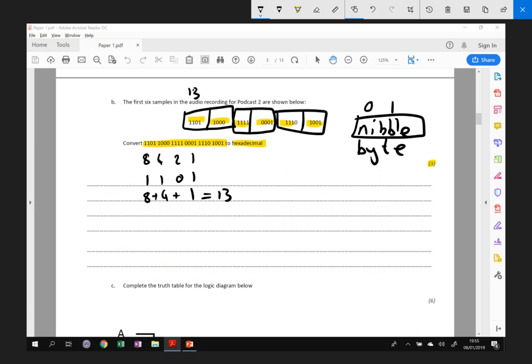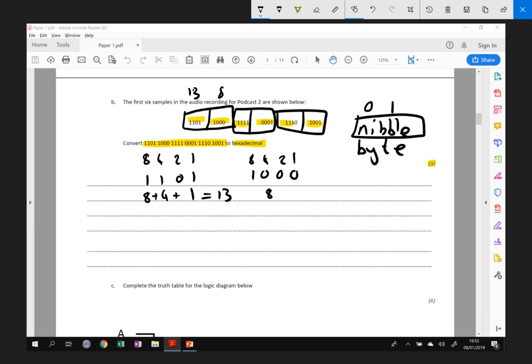Then we work on the next one. So 1, 0, 0, 0. You could do the same. So 1, 0, oops, sorry, written it the wrong way around. 1, 0, 0, 0, 1, 2, 4, 8. And then we ignore all the zeros. This number is just worth 8.